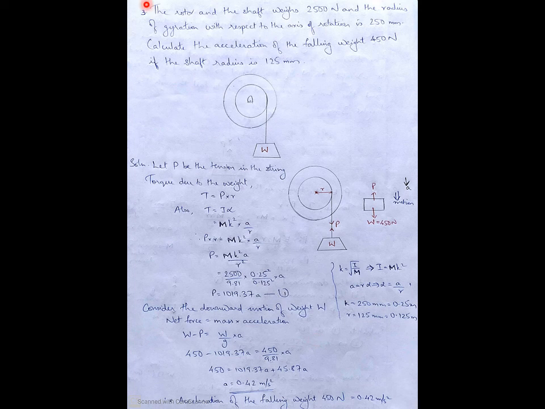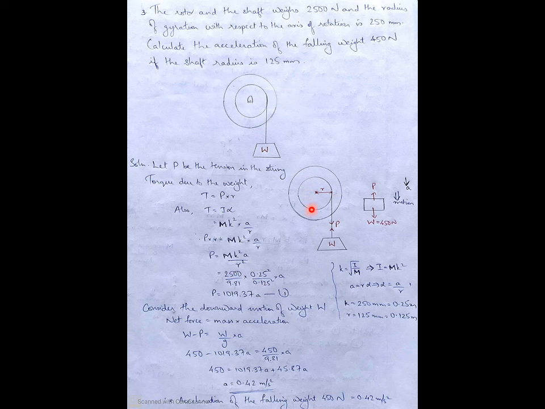Next problem. The rotor and the shaft weighs 2500 Newton and the radius of gyration with respect to the axis of rotation is 250 millimeter. Calculate the acceleration of the falling weight of 450 Newton if the shaft radius is 125 millimeter. So the figure is given in the question itself. Here there are two circles. The inner circle represents the shaft that we know. Now connected to this shaft there is a weight W. This weight is 450 Newton and the total weight of this rotor and shaft is 2500 Newton.